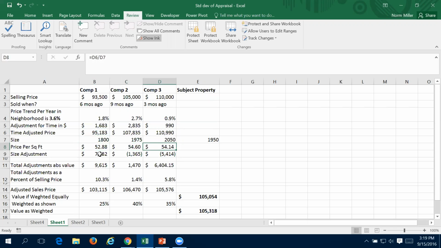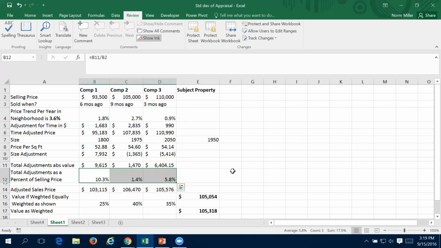And then I'm going to use that times the difference between the subject property and the comp and add 7932 to comp 1, subtract 1365 from comp 2, subtract 5414 from comp 3. So I will have made 2 adjustments now, one for time, one for size. My total adjustments in absolute value are shown here.